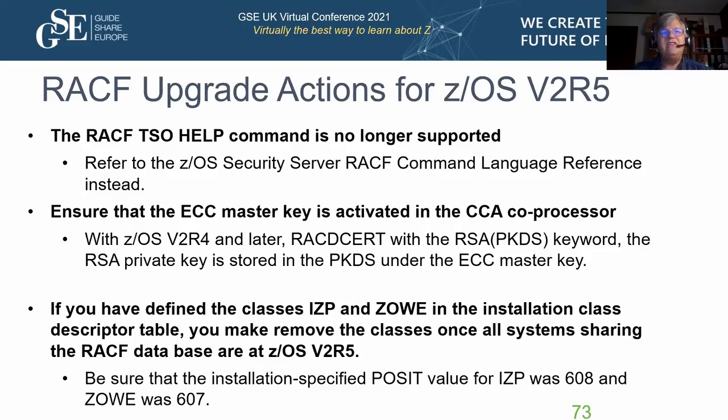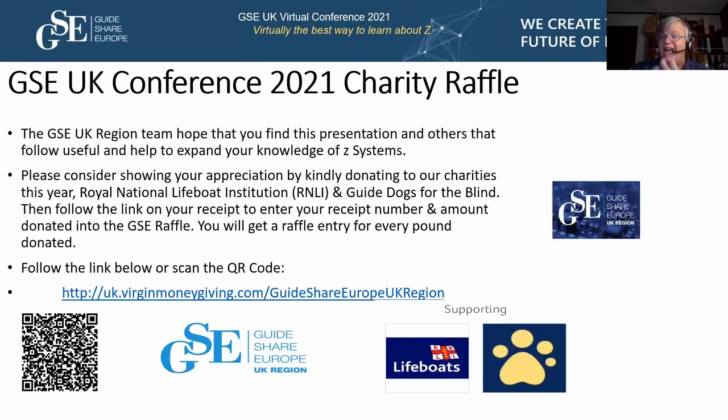We're making some changes in z/OS V2R4 and later to RACDCERT for the RSA PKDS keyword. So you just have to make sure that your ECC master key is activated in the coprocessor. And if you've defined the ZIP or ZOE installation classes, once all of the systems sharing your RACF database are at z/OS V2R5, then you should go out and remove the installation-defined version of those classes. All right, that's it for me.